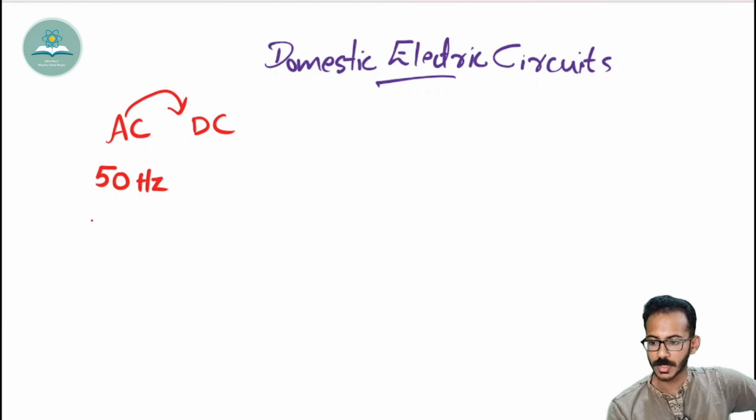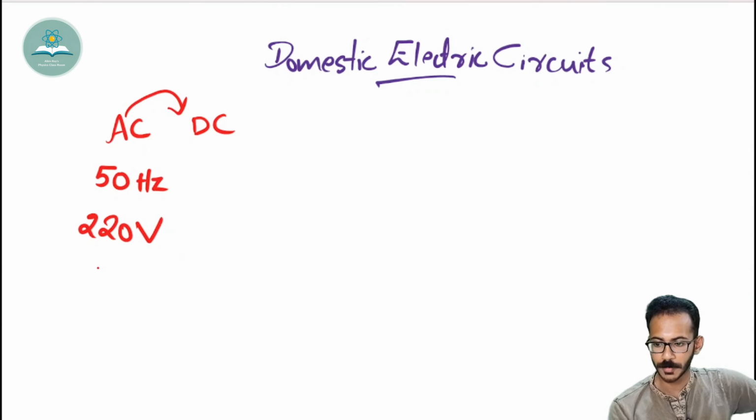In our houses, the voltage or the potential difference of AC is 220 volt. The current that we receive usually is 5 ampere. You might have seen some switches on which red lines are there or extra writings are there, which is used for washing machines and all. So in such switches, the current that we have is 15 ampere.